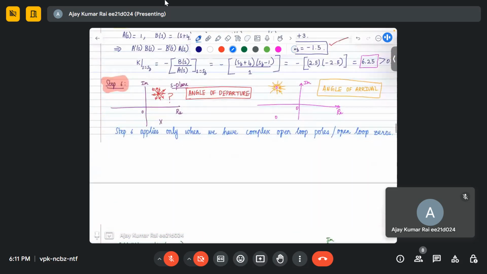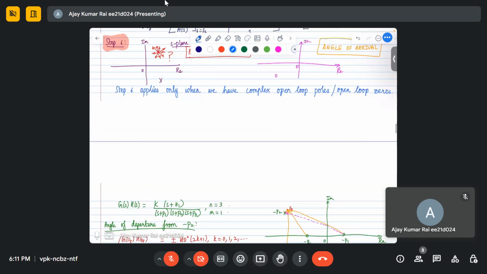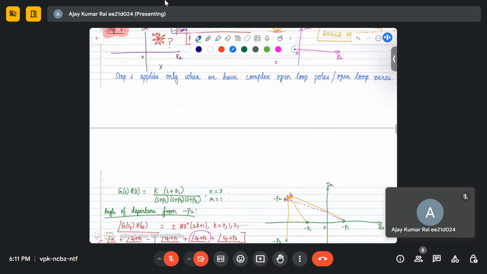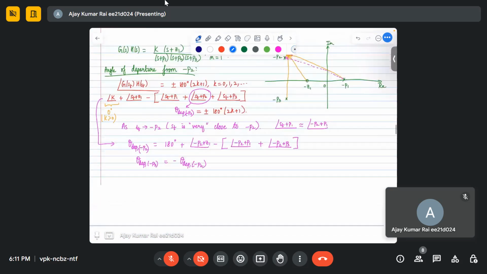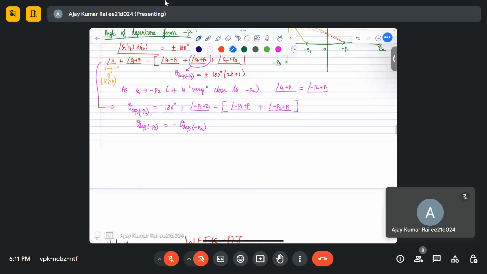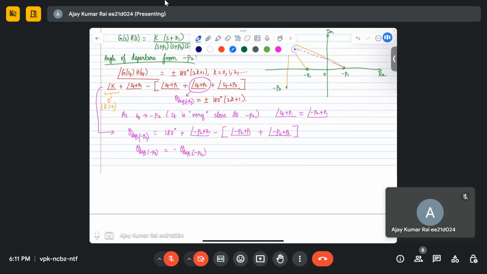Then we find the angle of departure and the angle of arrival. These are only valid for complex poles and zeros. So you will also do some questions on that here. I think one question. The formula is not given; I think they have given it in the sheet.